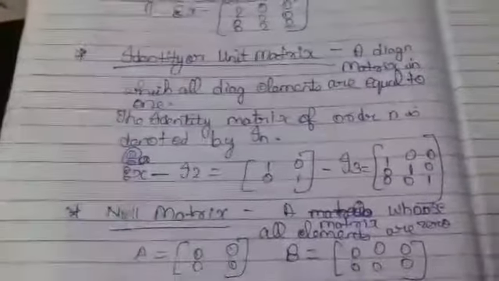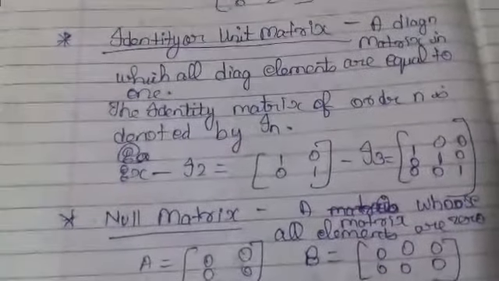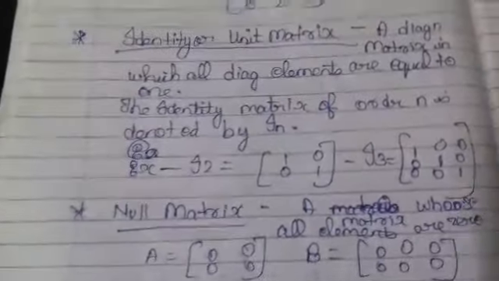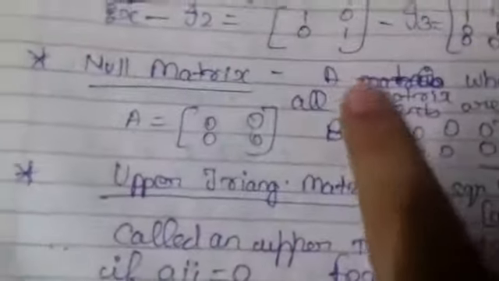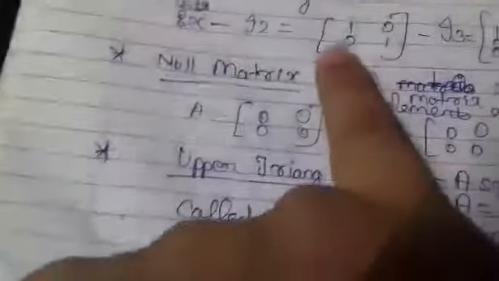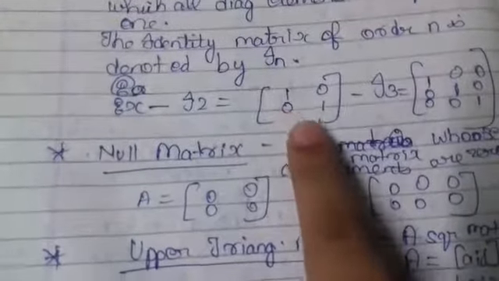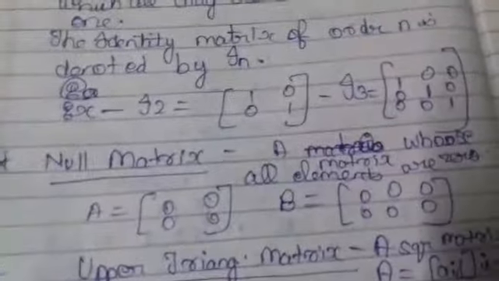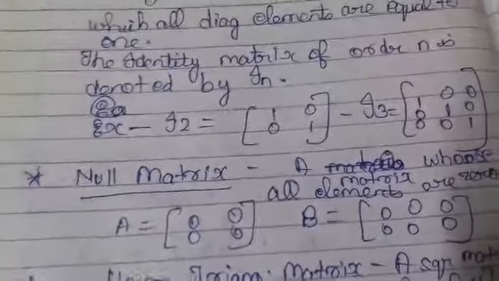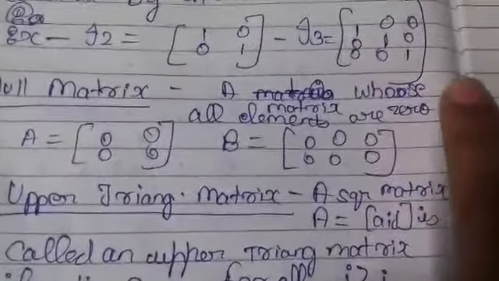Now the identity or unit matrix. An identity matrix is also like a scalar matrix, but the only difference is in the diagonal elements. Here I have taken a 2 into 2 matrix, where only the diagonal elements are filled, and the elements are 1 and 1. In an identity matrix the diagonal elements are always 1. You can also see another matrix I have taken, I3, which is 3 into 3, and the diagonal elements are 1 1 1.